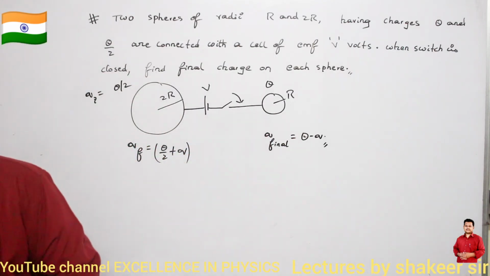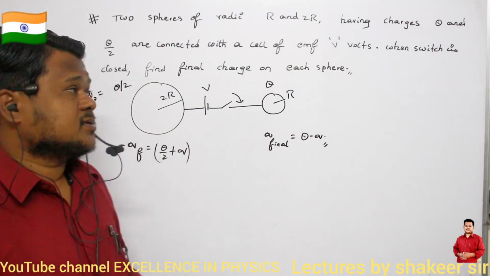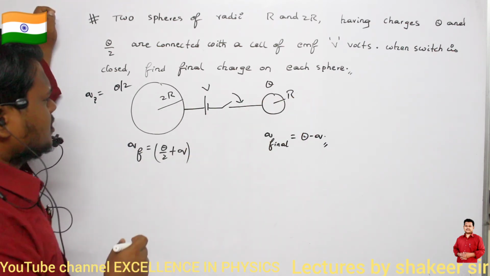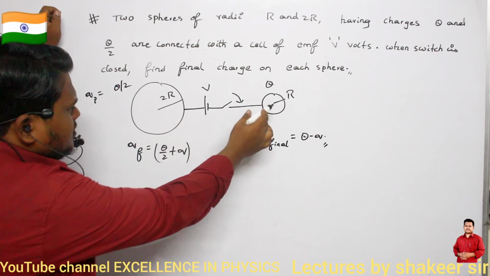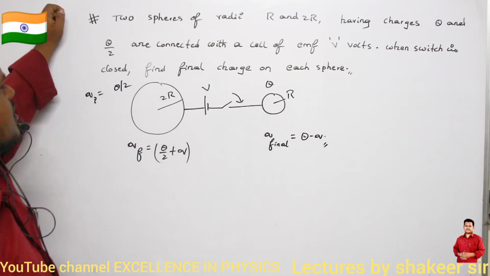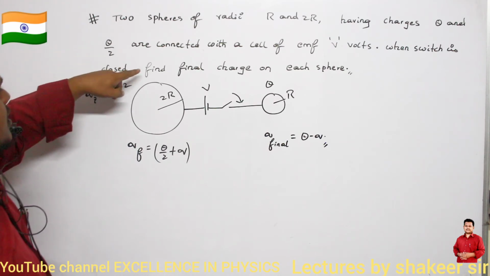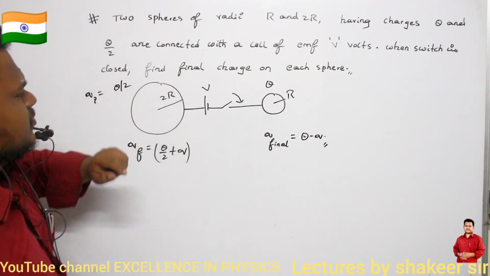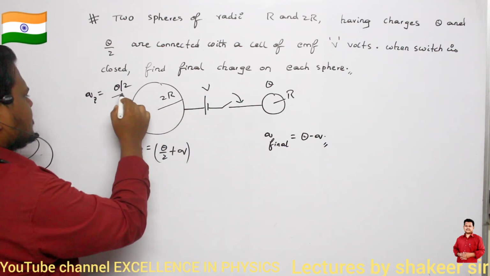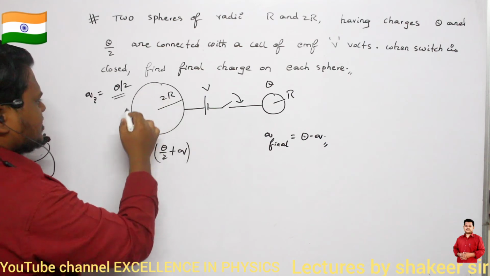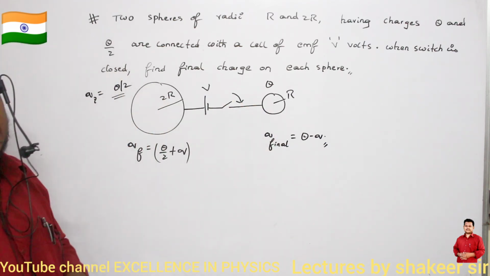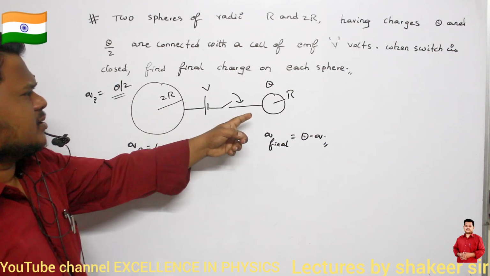So this is the given question. See here, two spheres of radii r and 2r. This is a sphere of radius 2r and this is a sphere of radius r. They have charges q and q by 2, and are connected with a cell of EMF V volts. Initially the bigger sphere has a charge of q by 2, the smaller sphere has a charge of q, and their radii are 2r and r.